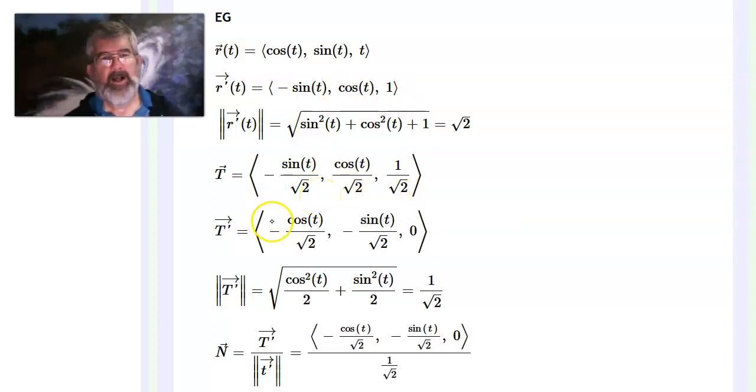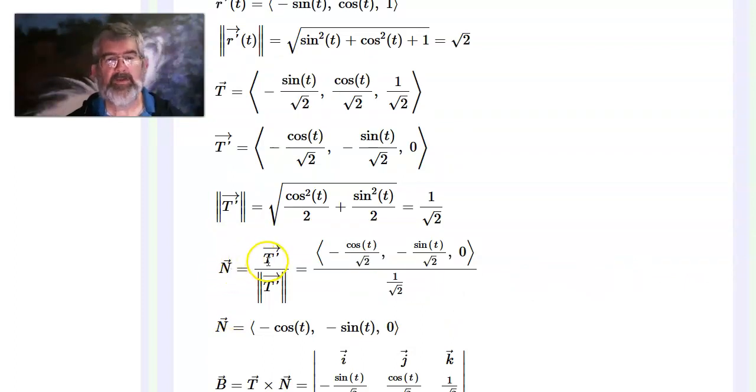Now, I'm going to take the derivative of that with respect to t. So minus cos t over radical 2, minus sine t over radical 2, and 0, taking the derivative of each piece. Then take the length of that. So it's this squared plus that squared plus 0 squared, which is, factor out the half, and you get a 1 times a half, which is a half, and take the square root. It's the square root of a half, which is 1 over the square root of 2.